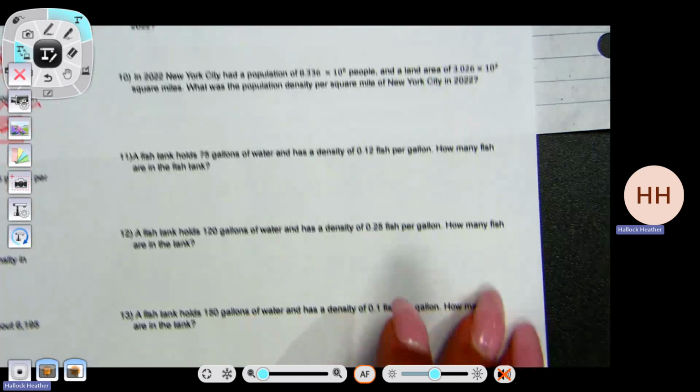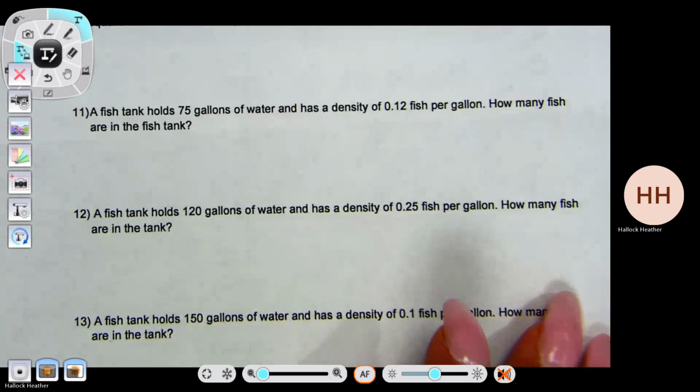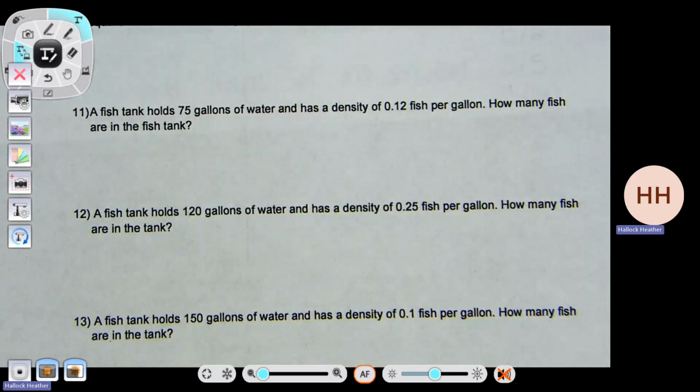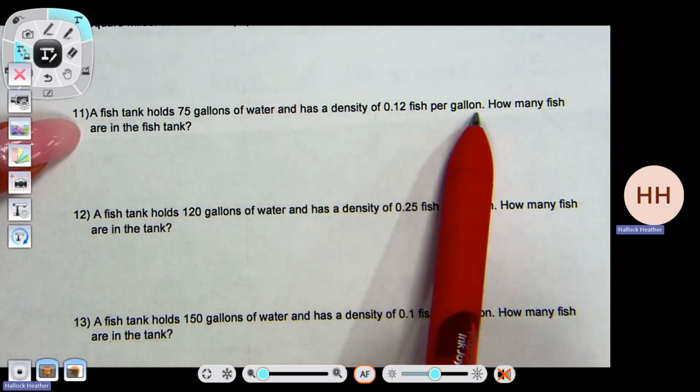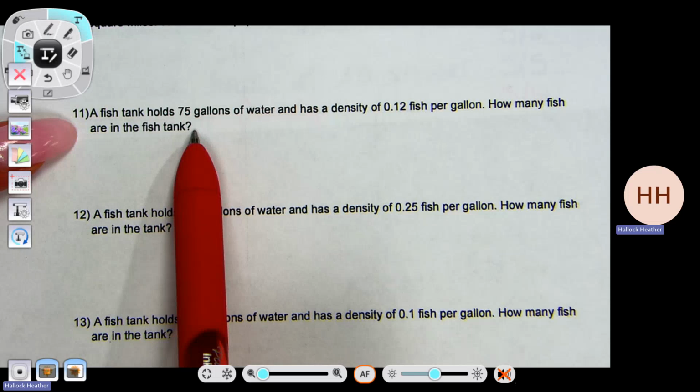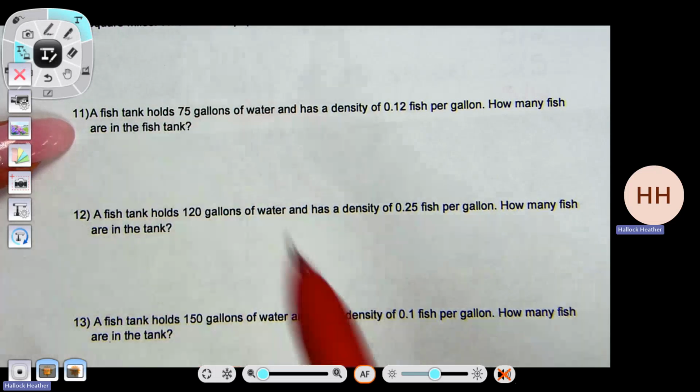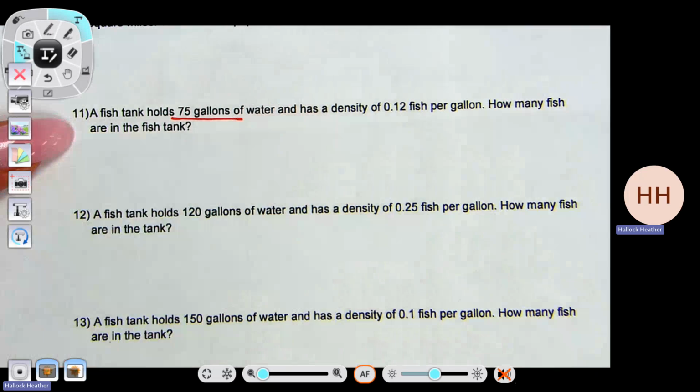So 11 is the same type of problem. It says a fish tank holds 75 gallons of water and has a density of 0.12 fish per gallon. How many fish are in the fish tank? We don't have population because our population is now our fish. Okay. So what's the 75 gallons going to represent?